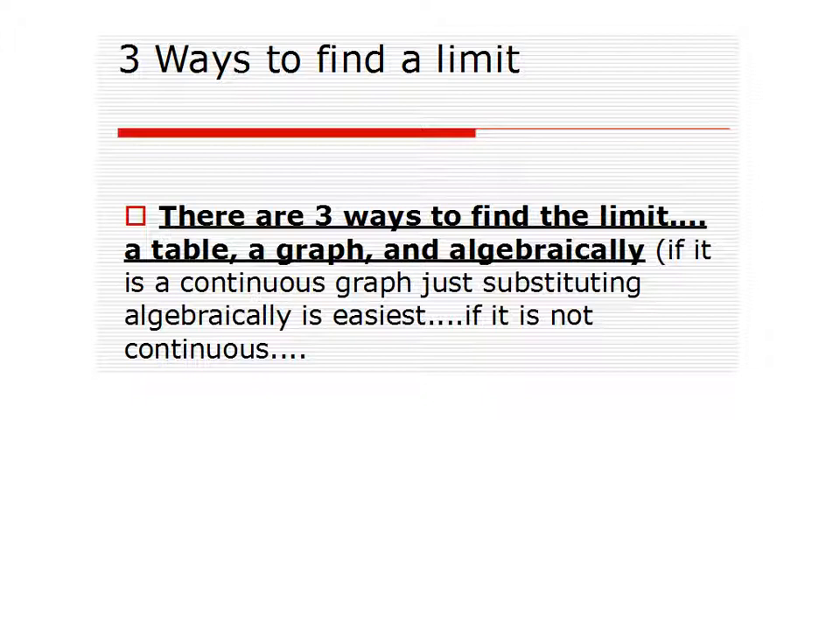Here is why that worked so nicely. If you have a continuous function, and remember a continuous function is one that just flows nicely, there are no gaps, no holes, no asymptotes, nothing. It just flows beautifully, like a polynomial function. It just flows along without any breaks in it. Substituting is going to be your best bet. But if it is not continuous, that's what we're going to have to use the other methods for.